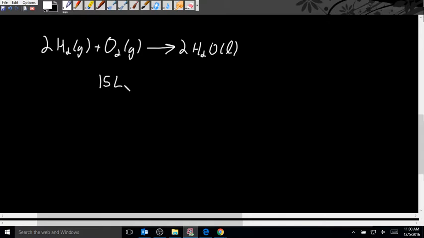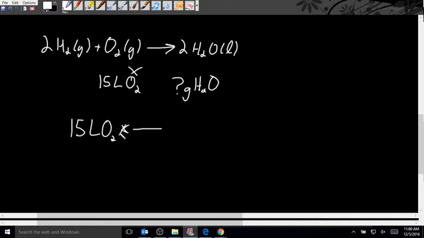Same equation. All right, this time though, we're going to start with 15 liters of O2. That's my X. And I want to know what mass of water will be produced. All right, so this time we're not going volume to volume. We're going to go volume to mass. So starting off with, write down what we have. So 15 liters O2.